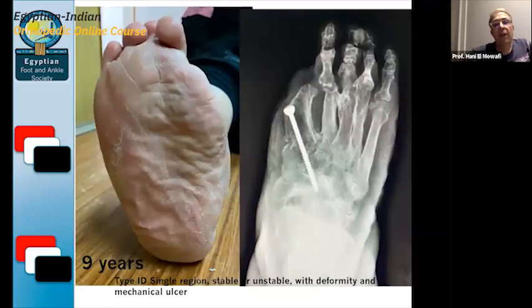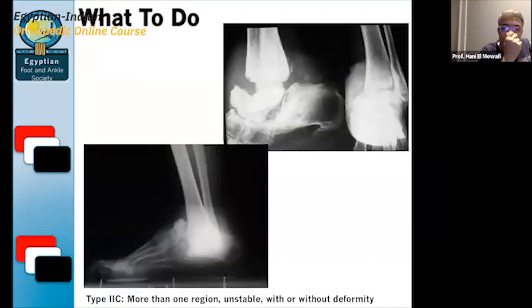And this is the same patient after 9 years. The patient is doing very well. She is a housewife, and I think it is going very well. She is happy and satisfied with the results, and can do everything without any problems. So we are going to the other types.